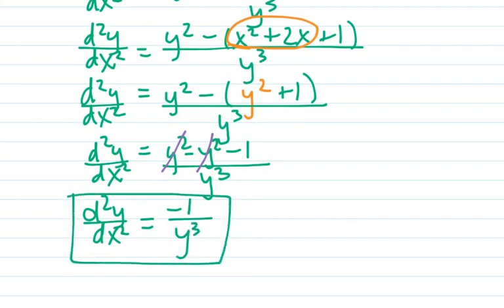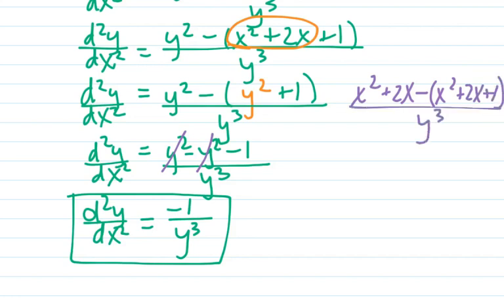Wonderful. Now some of us are like, there is no way I would have ever known to plug that in there. But just as a fun fact, remember you also could have substituted in for y squared, x squared plus 2x, and had that minus x squared plus 2x plus 1 all over y cubed. And then that would have ended up canceling out with that, still giving you a -1 over y cubed.